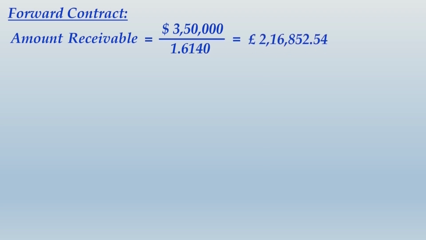Let us first make the calculation of the forward contract. The amount receivable is $3,50,000, that will be foreign currency, and the exchange rate is 1.6140. The reason why we are dividing and not multiplying, you have learned this very well in forex, is because the quote was not given for dollar, the quote was given for pounds. And finally, the converted pound value which we find as receivable in our own currency is pound 2,16,852.54. Now this is just a one line calculation. The bigger calculation will be with respect to the money market hedge.